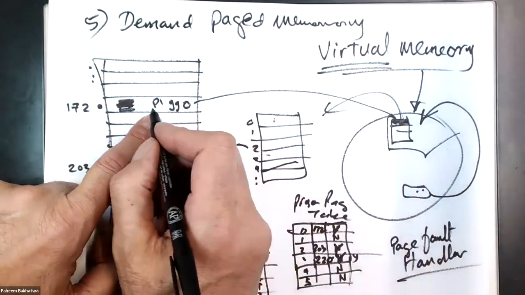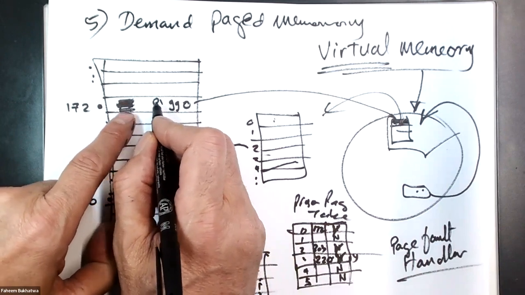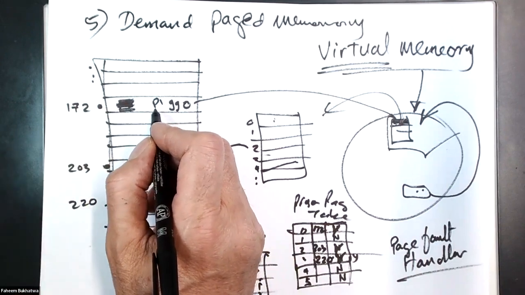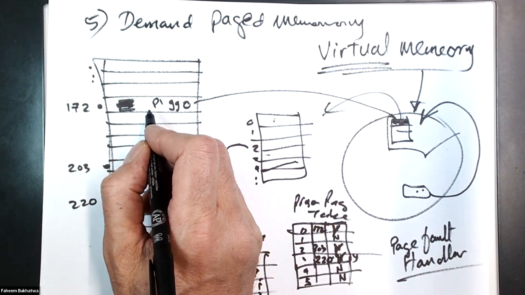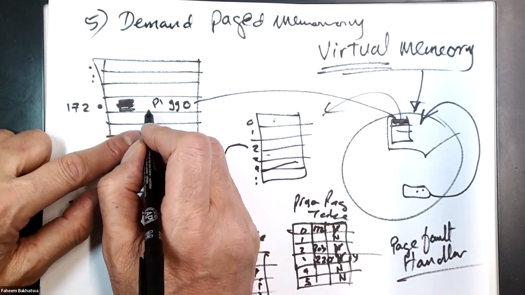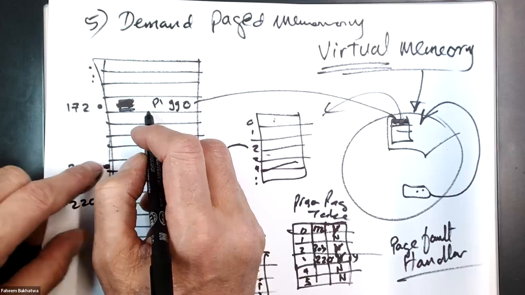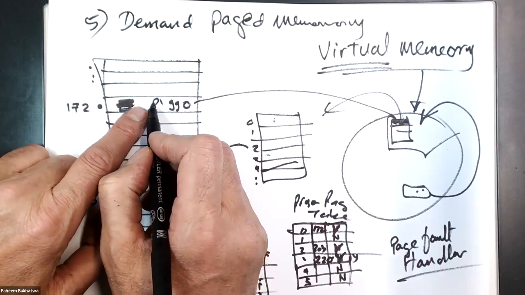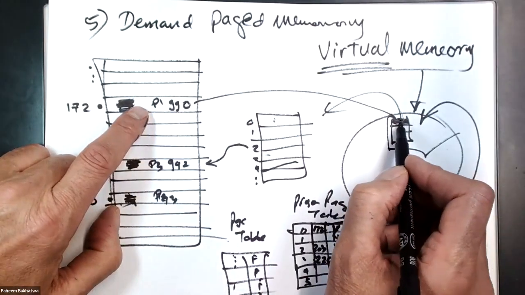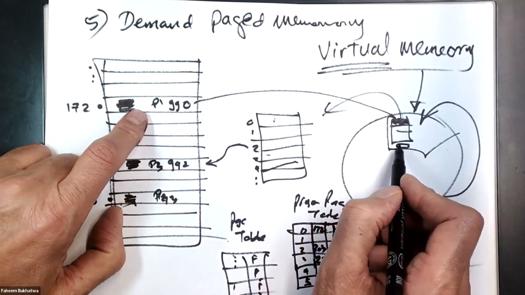Why do we write it? Because while executing, you could have changed, modified it. Maybe we could have had x equals x plus 1, and so that data is modified. The code doesn't get changed, but the data does. So if it was modified, it has to be written out. Now we've written it out, we go to page 5 and bring it in.